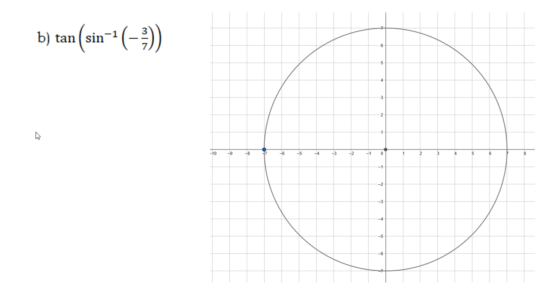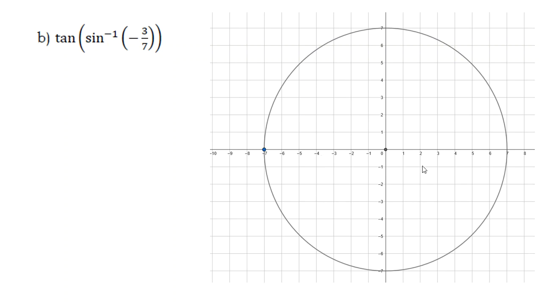All right, let's take a look at this example. We're trying to find the tangent of the inverse sine of -3/7. A couple things to notice: this is not a special triangle value, so I can't use special triangles, and tangent and inverse sine are not inverses of each other, so I can't use any inverse function properties.